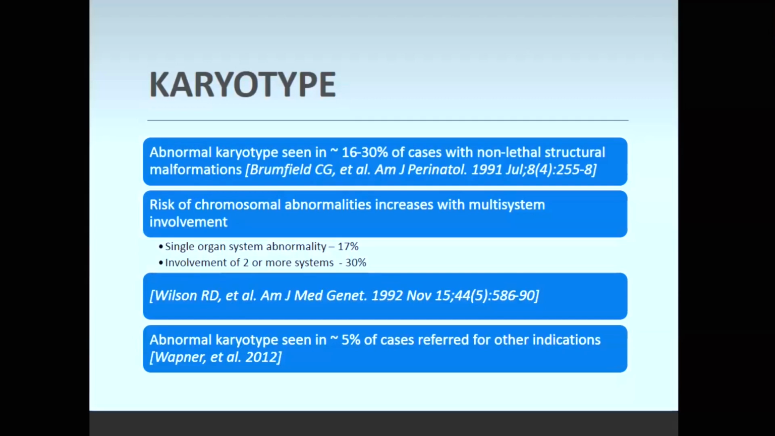It has been seen that abnormal karyotype is seen in around 16 to 30% of cases which have structural malformation identified on ultrasound. And if there are more malformations, such as multi-system involvement, the risk of chromosomal abnormality increases to 30%. If there is no abnormality on ultrasound, then also abnormal karyotype is seen in around 5% of cases, such as those cases referred for positive screening test or advanced maternal age.